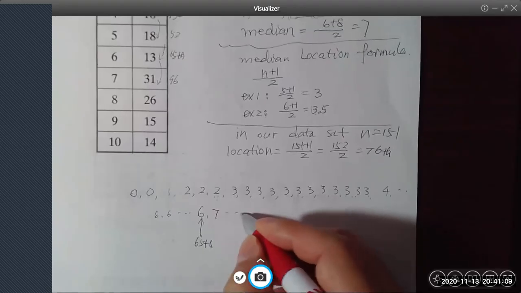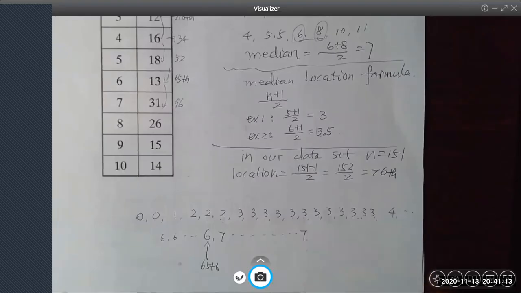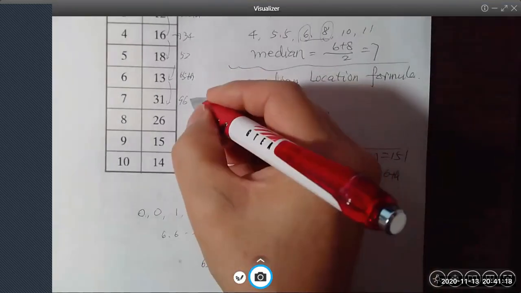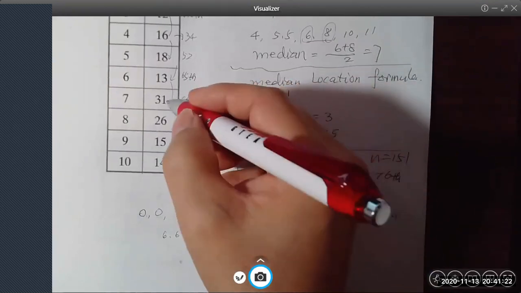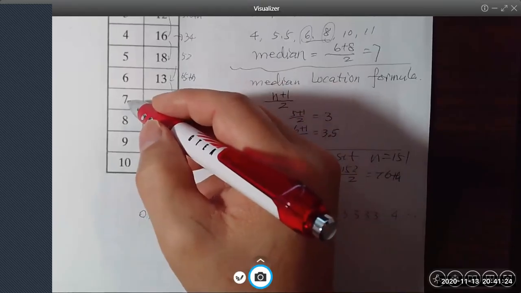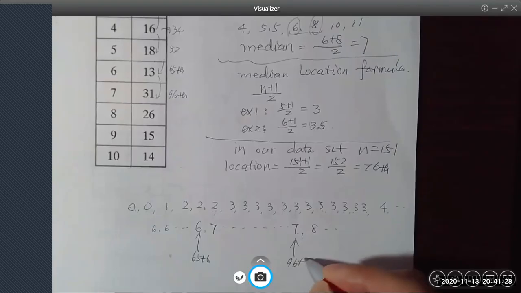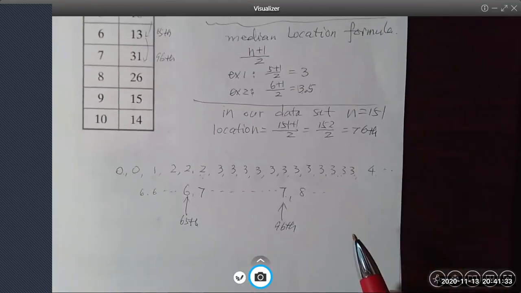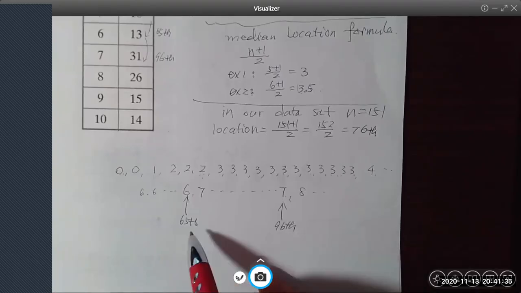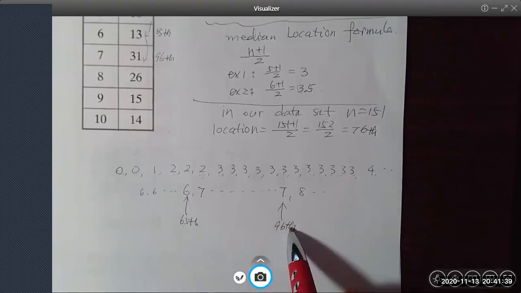You have a 7 here. How many actually? 31 sevens. You have many 7s, and then you have 8, and so on. But let's look at number 96. Number 96 is pointing to the last 7. So the last 7 is number 96. Where's 76? 76 has to be somewhere between 65th and 96, right?